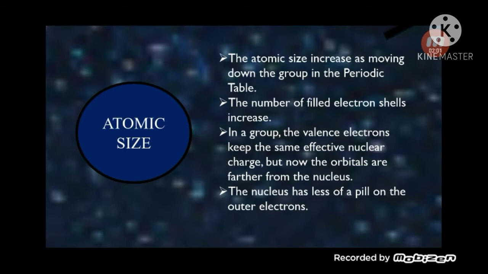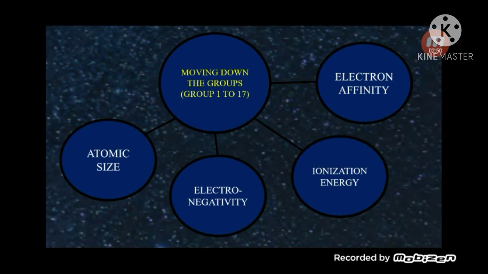The definition of atomic size is half the distance between the nuclei of two adjacent atoms. The atomic size increases as moving down the group in the periodic table. Why? Because the number of filled electron shells increases. In a group, the valence electrons keep the same effective nuclear charge, but now the orbitals are further from the nucleus. So the nucleus has less of a pull on the outer electrons. That's the atomic size when moving down the groups.